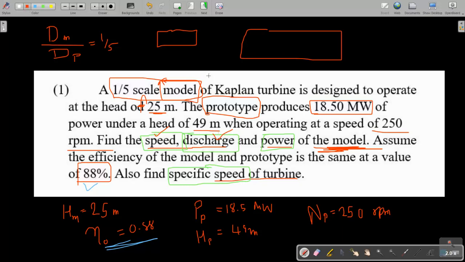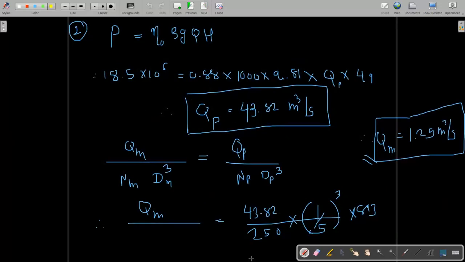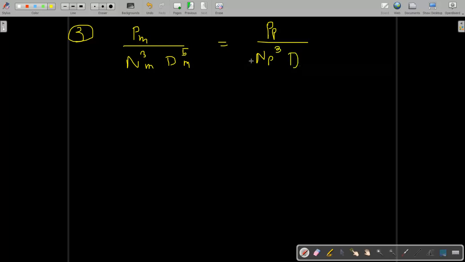Now the power. Okay, so for the power, we have the third equation, P upon n cube d raised to 5. Okay, so here using third equation of similarity, power of model upon n cube d raised to 5 divided by power of prototype, sorry, RPM of prototype and diameter of prototype raised to power 5. Okay, so what is the power for the model?